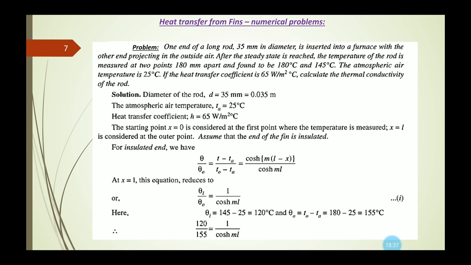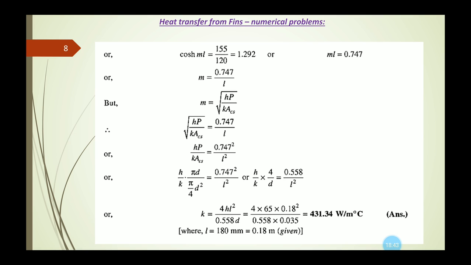If we put this value of theta L and theta naught in equation number 1, then we are getting the value of m equals 0.747 divided by L. But the mathematical representation of m is known to us, which is root under hP by kA. So that means root under hP by kA equals 0.747 by L.